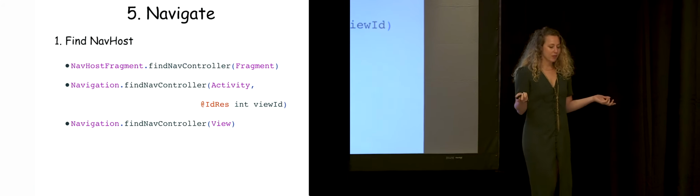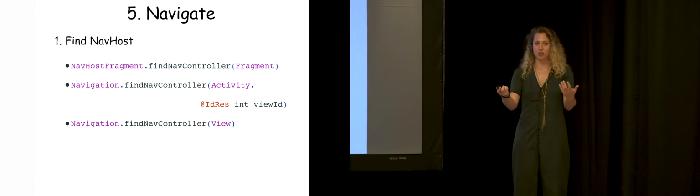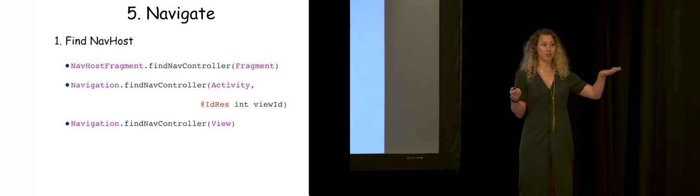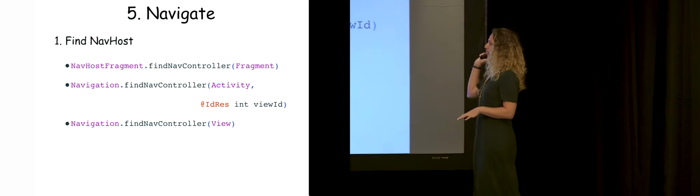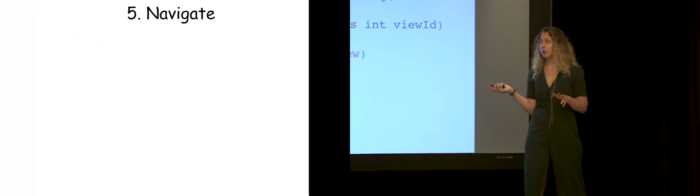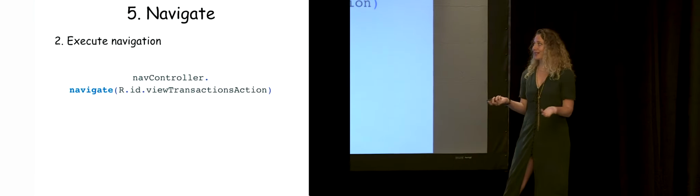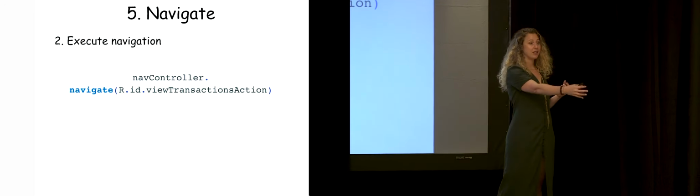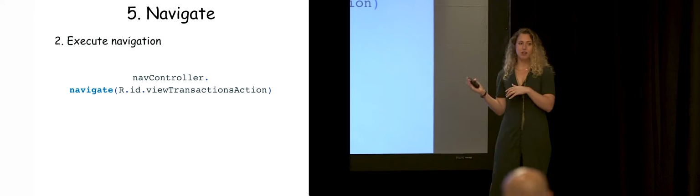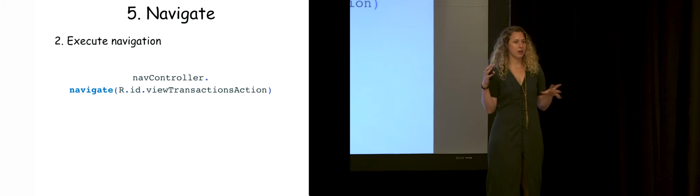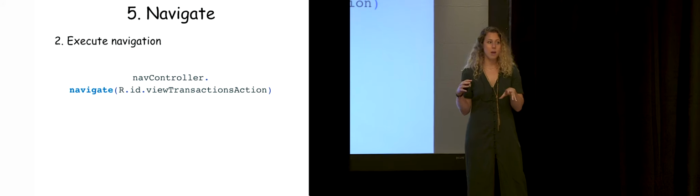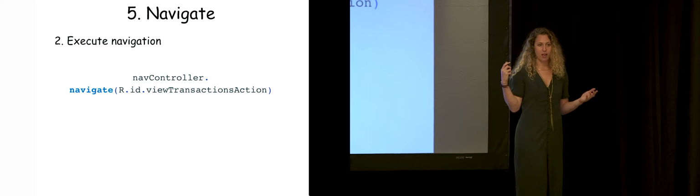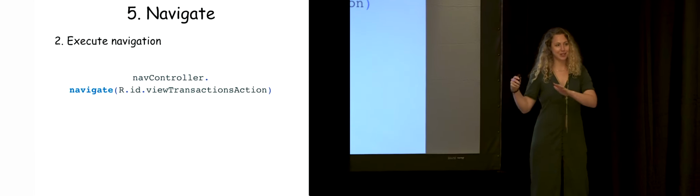Now, everything that's left for us to do is just to navigate. So what we want to do is to find the nav host that we just located on the layout. There are a few ways to do it: with a fragment, with an activity, or with a specific view. And then to execute the navigation. So after you find the nav controller, you tell it, OK, please navigate. On navigate, you can either give it a destination and then create all the actions and things yourself through the code, or you can just give it an action. It's the same action that we did on the graph before. Just give it an action and let it do the navigation for you.